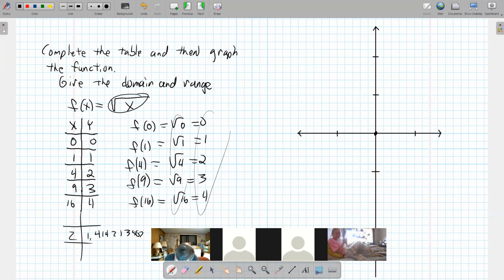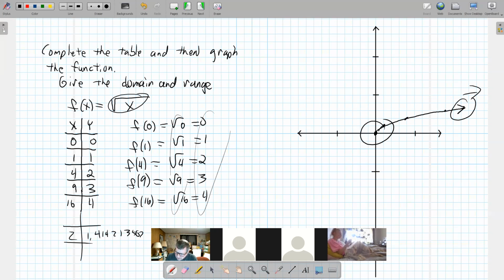0, 0, 1, 1, 4, 2, let's see, 9, 3, and 16 is off the graph here, so we're going to get that. Okay. Any questions about that graph? Now, notice that it starts here and it continues on. In other words, I could have used 25 and 36, et cetera, et cetera.